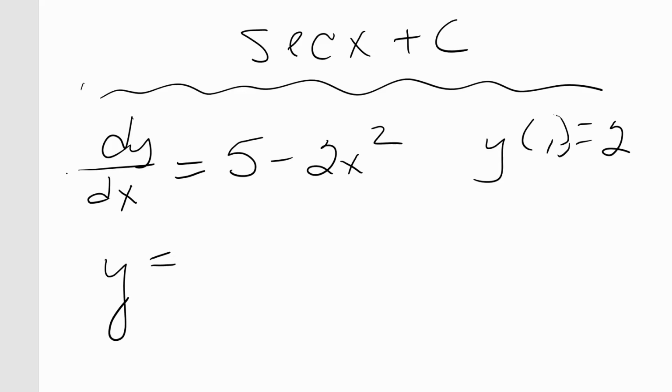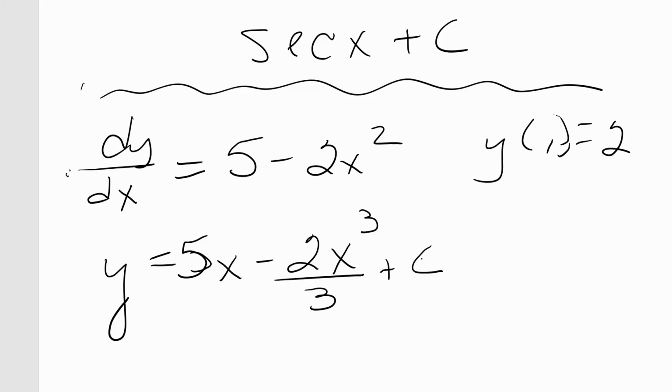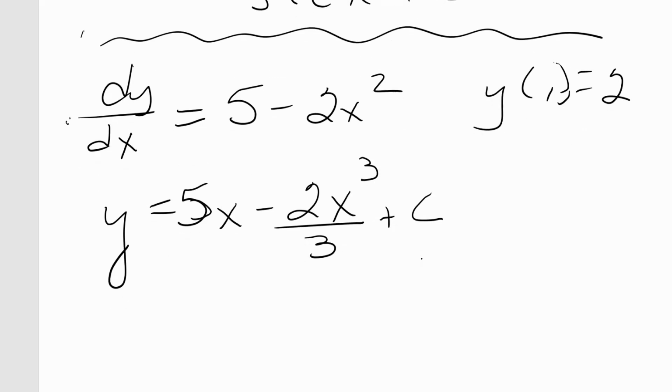Because the top thing you're given is the derivative dy dx, we want to know the original function, so y equals. We need to find the antiderivative. So the antiderivative of 5 is 5x minus the antiderivative of 2x squared, which would be 2x cubed over 3. Add 1 to the exponent and divide by it. Don't forget your plus c. But here's the thing. We don't want to leave it as plus c. We want to know what the actual original function was.